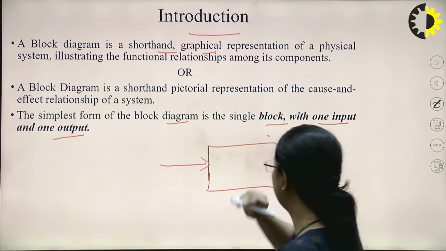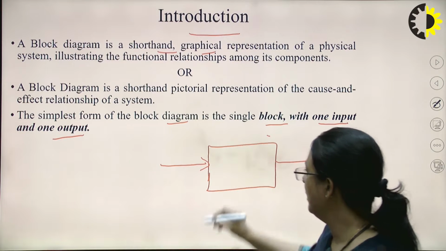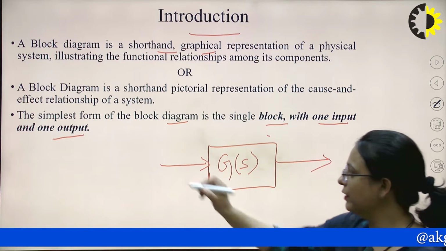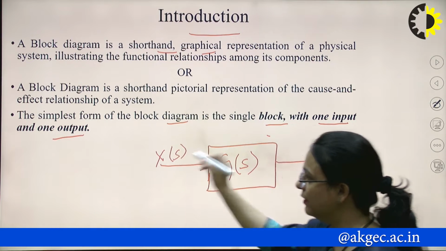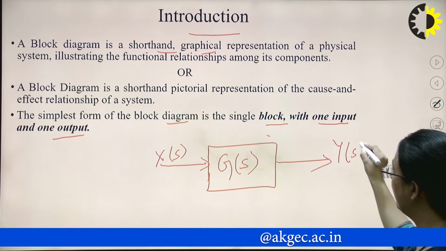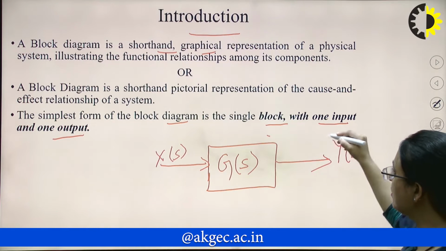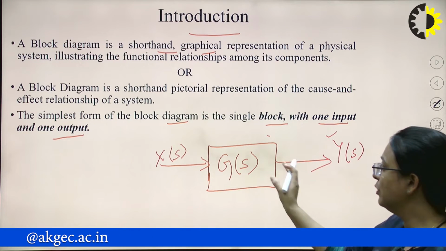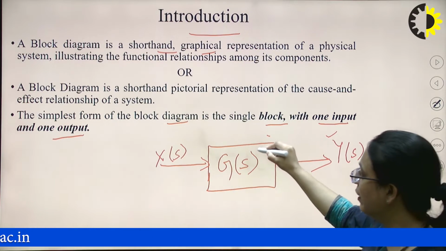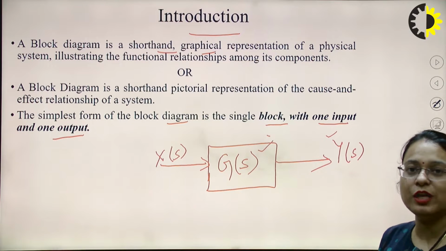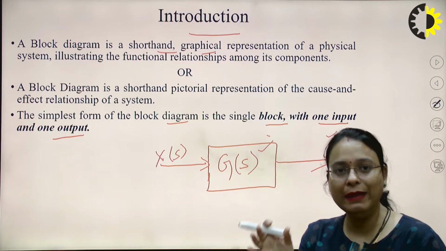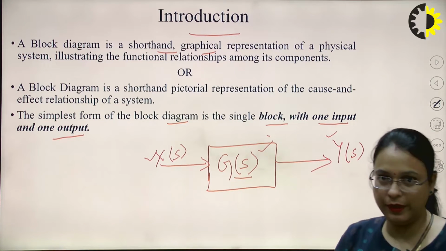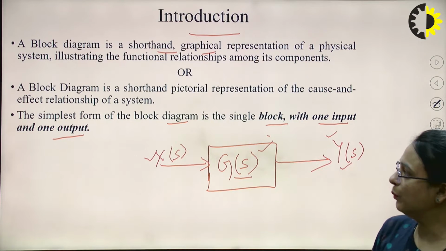Then we have a single input applied on this particular system, right? Let this block be represented by G(s), and we have the input here as X(s), and the output will be Y(s). So this is the simplest form of representing any element through the block diagram representation, where we have a single block representing the transfer function of that particular element. It is represented by G(s), and X(s) is the input here, and Y(s) will be the output here.